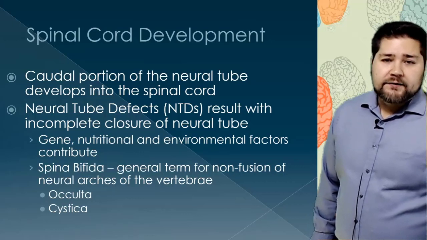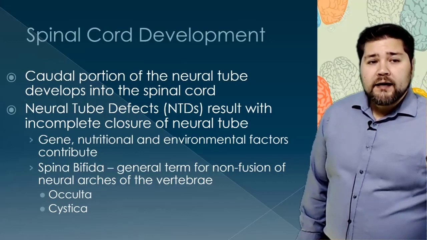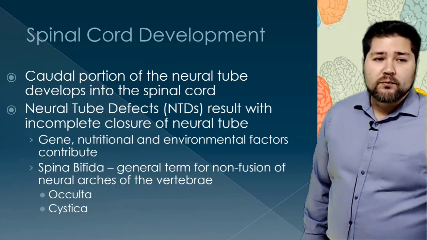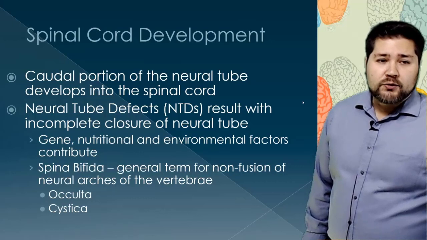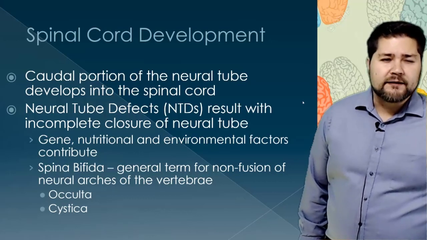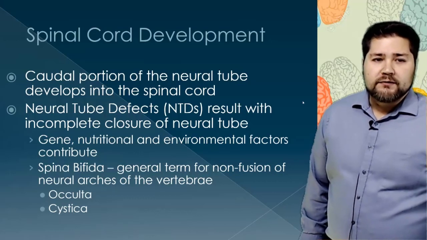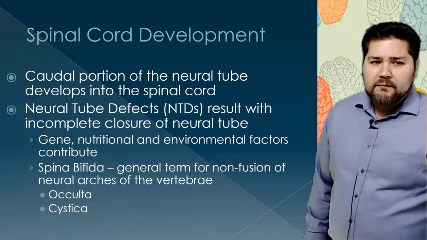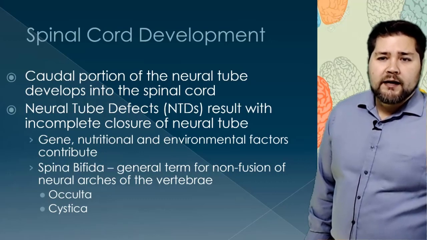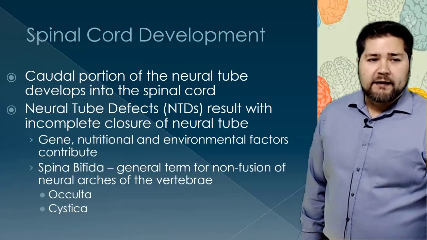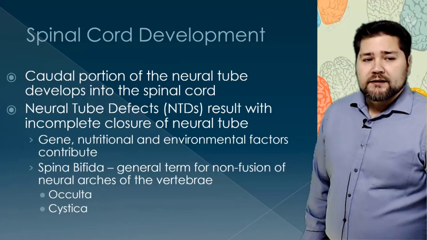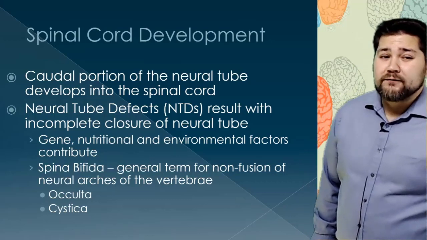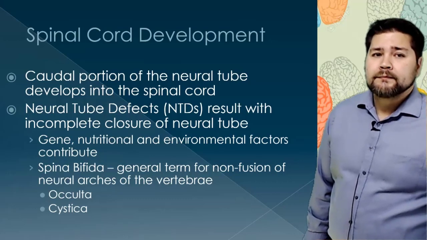There's a wide range of factors that can play a role in whether or not these close, including genetic, environmental, and nutritional. In fact, it's encouraged for women who are trying to get pregnant and shortly after pregnancy to take folic acid supplements. It'll reduce the risk of neural tube defects. Overall, these are relatively uncommon, but can occur in about 10% of the population. And there's 2 main types we'll take a look at, which are Spina bifida, and there's 2 variants of that, occulta and cystica. And overall, these are basically just 2 variants of non-fusion of the vertebral arches.